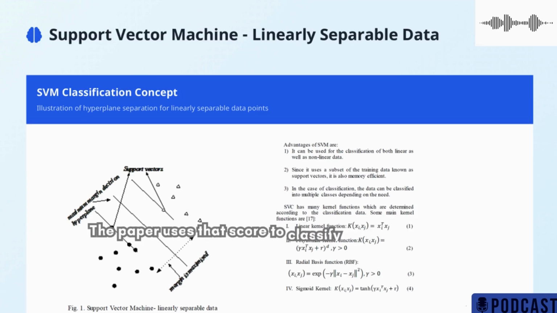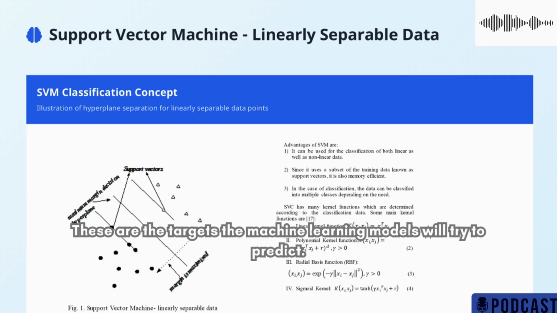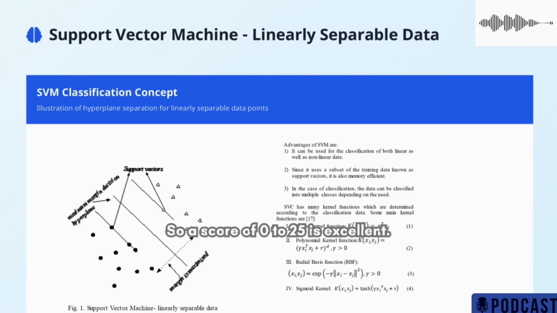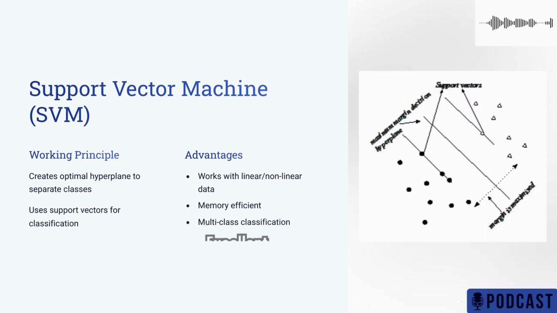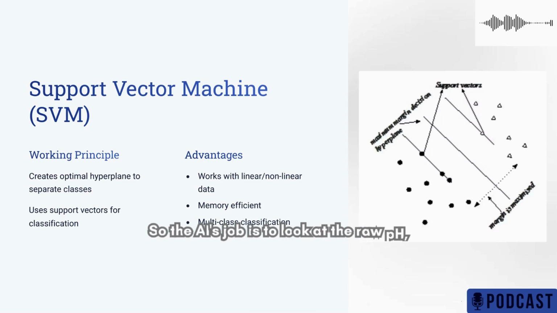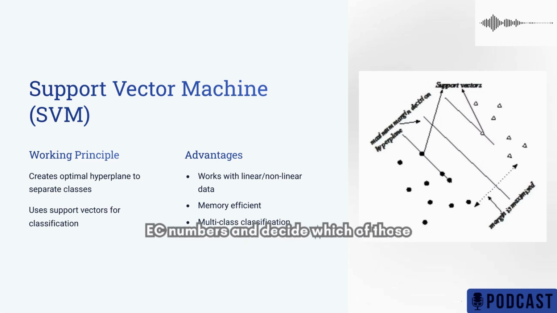Yep. The paper uses that score to classify the water into 5 standard categories. These are the targets the machine learning models will try to predict. So a score of 0 to 25 is excellent. 26 to 50 is good. 51 to 75 is fair. Okay. Then 76 to 100 is classified as poor, and anything over 100 is considered unfit for consumption. Excellent, good, fair, poor, unfit. Got it. So the AI's job is to look at the raw pH, BOD, DO, EC numbers and decide which of those 5 boxes the water fits into.